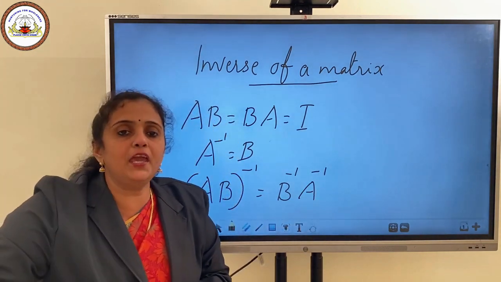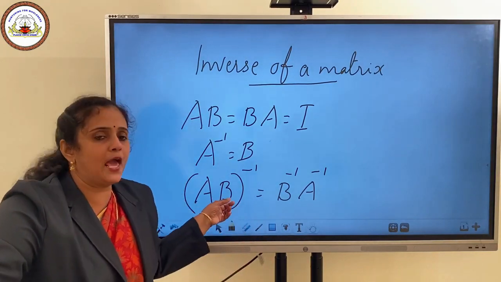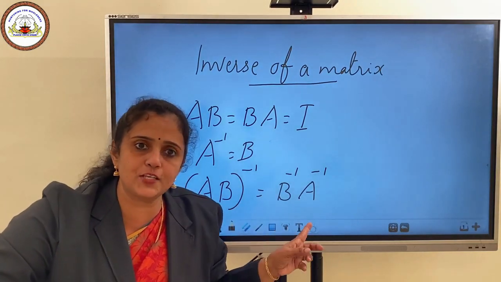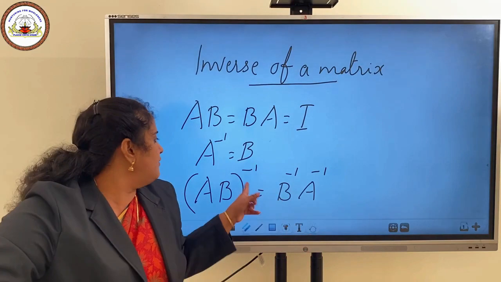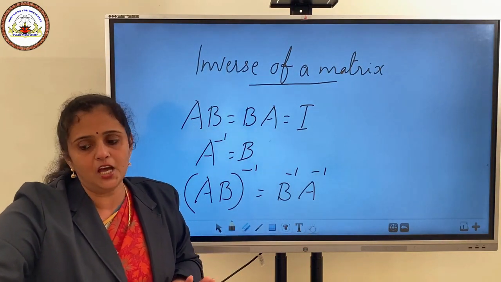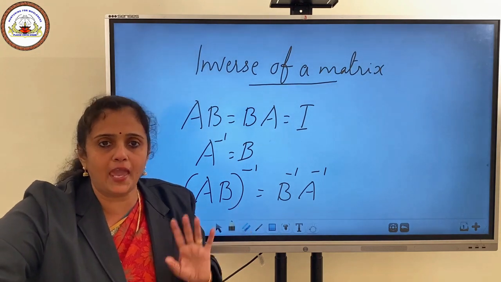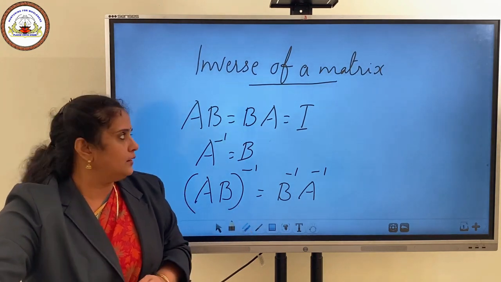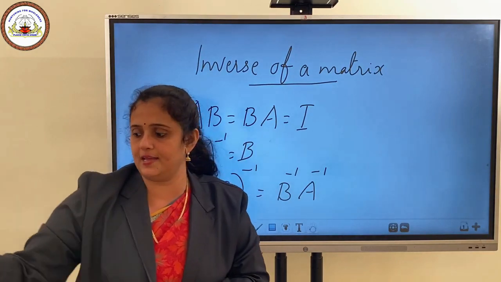That is, if A and B are non-singular matrices of the same order, then we can say that (AB) inverse is equal to B inverse into A inverse. Okay, now we can move to the next exercise.